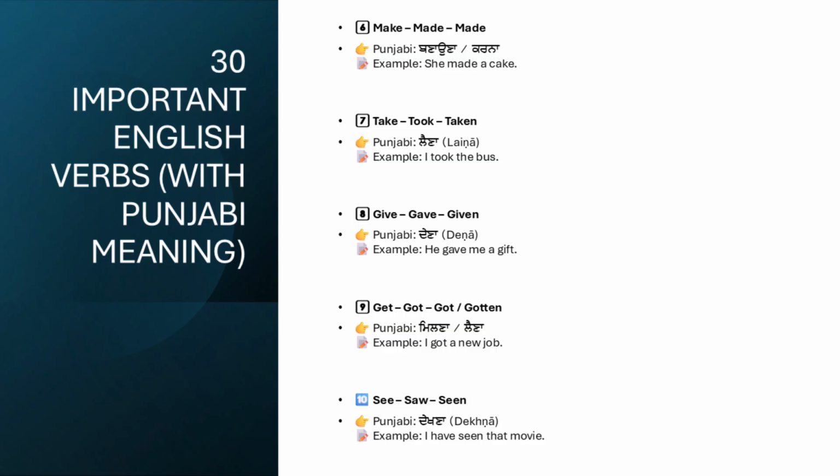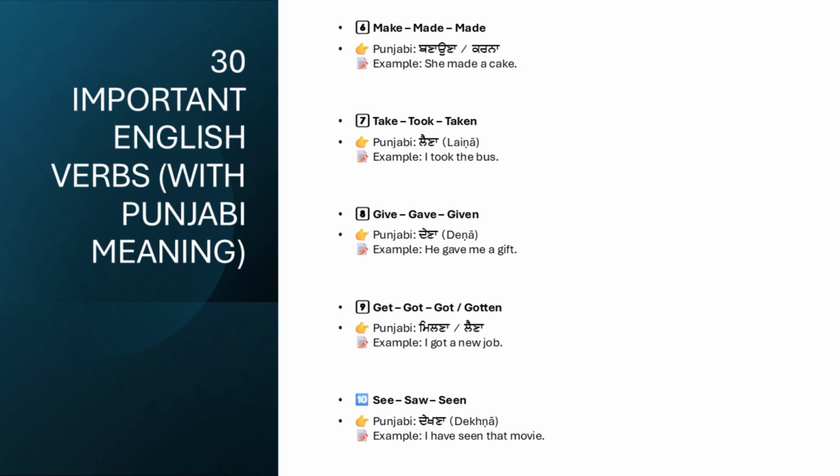And the ninth verb is get, which means milna or lena. Get, got, or gotten. Base form is get, past form is got, and past participle in some situations we use got, and in some situations we use gotten. For example, I got a new job.